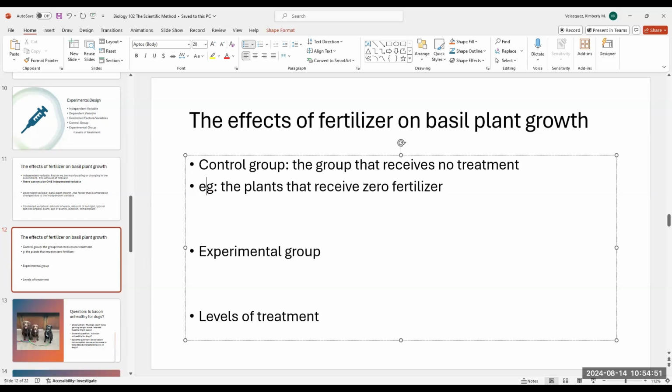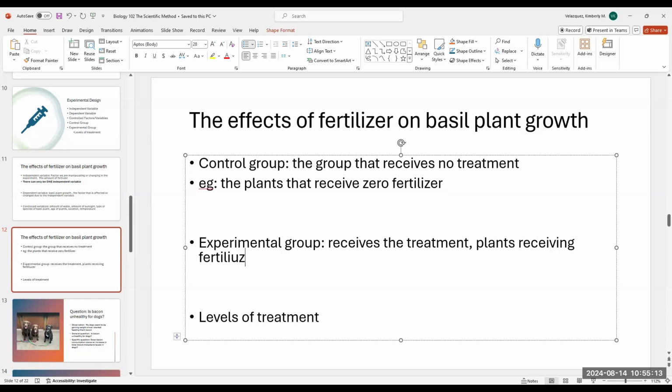Sorry, this should be a lowercase e. That just means for example. So the plants that receive 0 fertilizer, that's our control group. They didn't receive the treatment. The treatment is fertilizer. So our experimental group receives the treatment. So in this case, this would be plants receiving fertilizer.